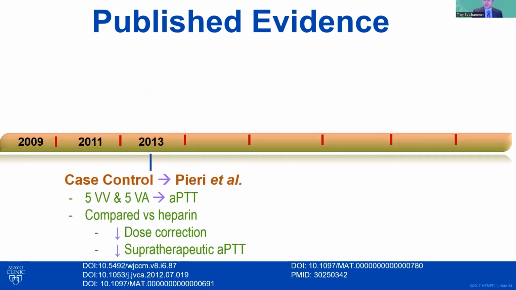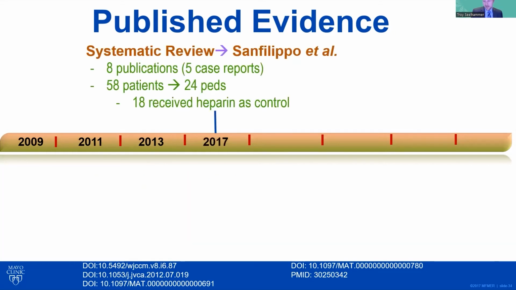Pierre et al. did a case control study in 2013 looking at 5 veno-venous and 5 veno-arterial ECMO patients, using APTT to help titrate. What Pierre et al. found was a reduction in dose adjustments and a reduction in the time the patients were in the supertherapeutic range. They didn't identify any major differences in other outcomes, including hemorrhage or survival. In 2017, Sanfilippo et al.